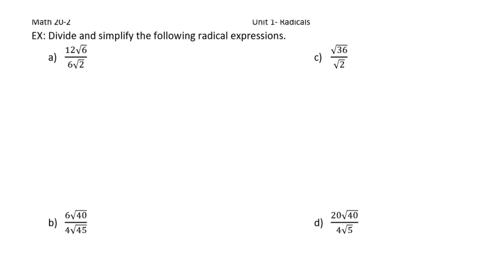So this one says simplify the following radical expressions. So all we're really going to do here is just divide our coefficients, so 12 and 6, and then divide our radicands. So 12 divided by 6 is 2. 6 divided by 2 is 3, but it's got to stay under the radical. So there you go. That's it.